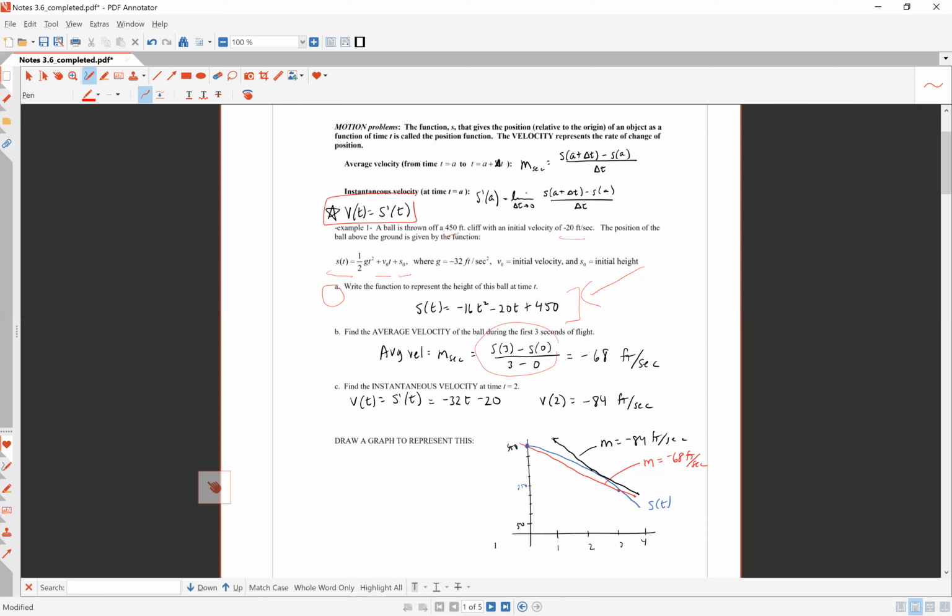Then the instantaneous velocity. Let's look at the instantaneous velocity after 2 seconds.